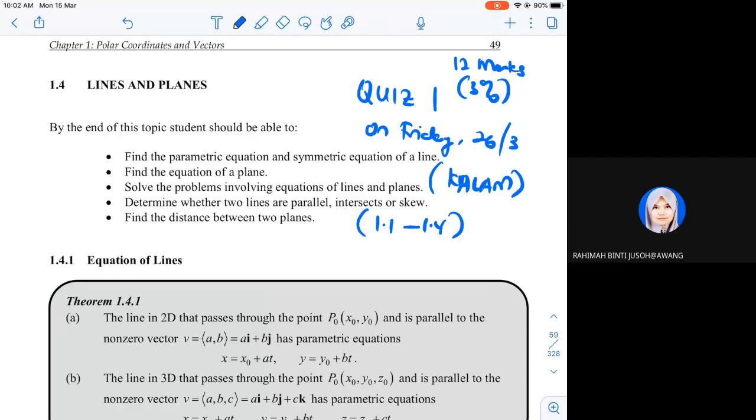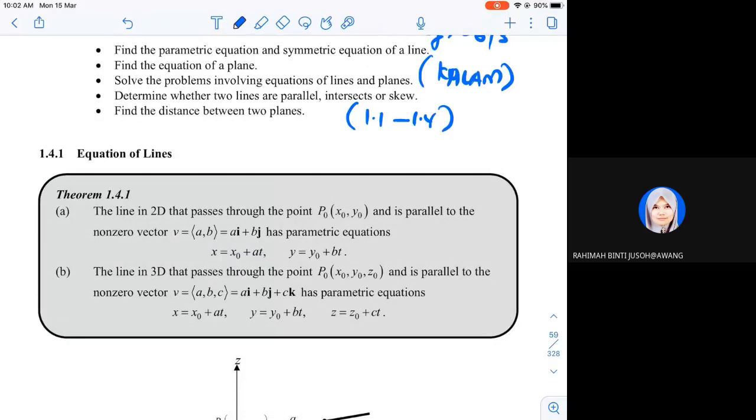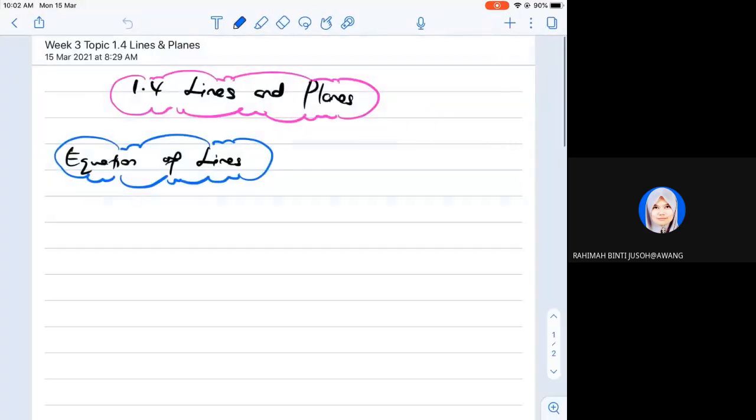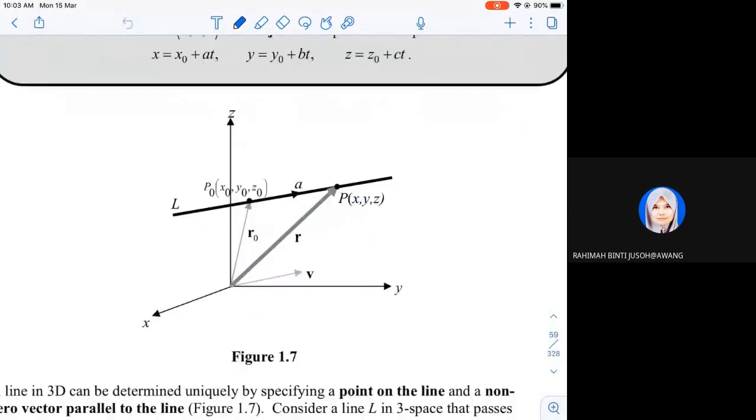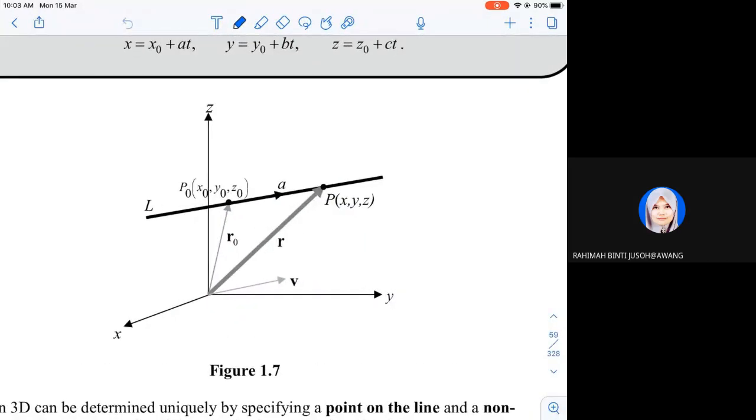Alright, so today we are going to learn about equations of lines and planes. So we will start with equation of lines. We have 3 types of equation, right? Equation of lines. Before that, let me explain about this diagram first. The thick line is actually our line. The garisan yang tebal ni, this is the line. Right? And then we will have a point. This is the point, P0.